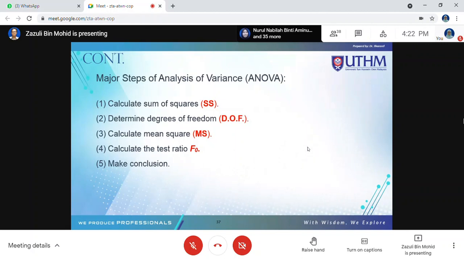The next slide shows the steps that we have to follow in conducting the analysis of variance. The first one, we have to calculate the sum of squares. We have to determine the degrees of freedom. We have to calculate the mean square. We have to calculate the test ratio F0, and then we can make conclusions. In this chapter, in analysis of variance, we are going to use table 9 in the statistics book.